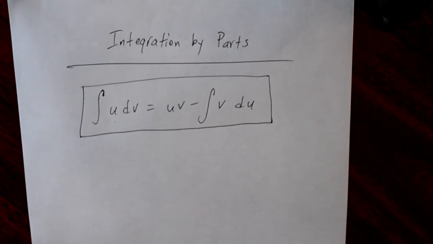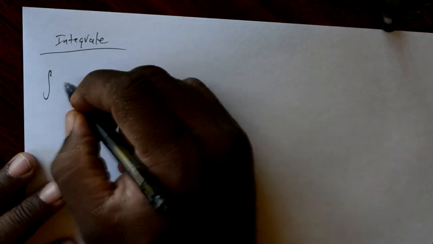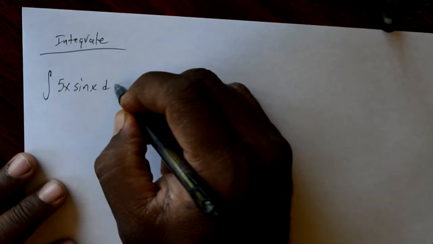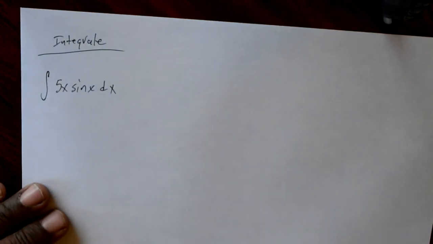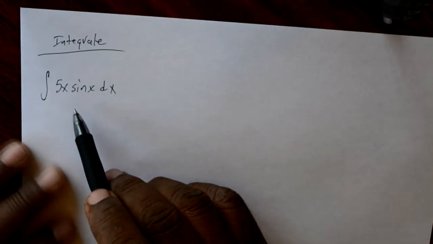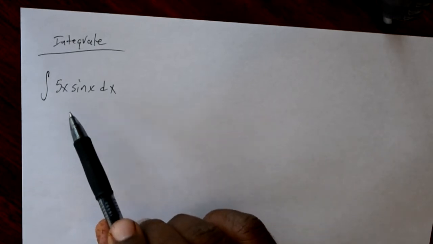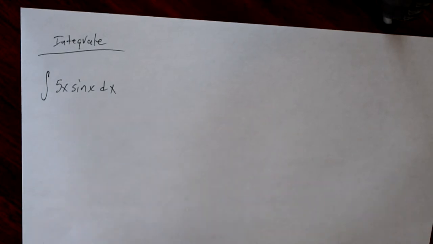So let's take a look at a couple of examples. First, we'll integrate 5x times the sine of x dx. Here we want to integrate a product. We have 5x times the sine of x dx.